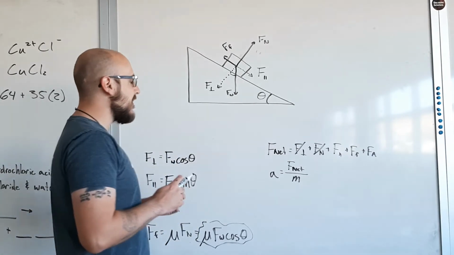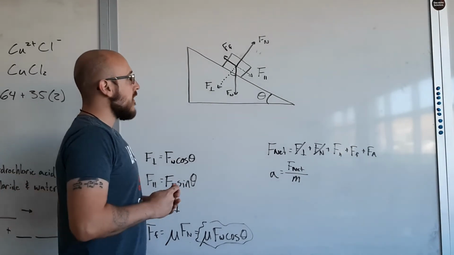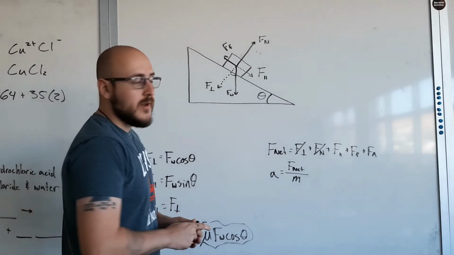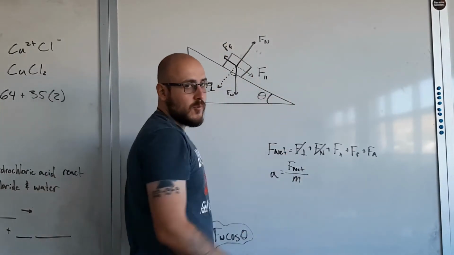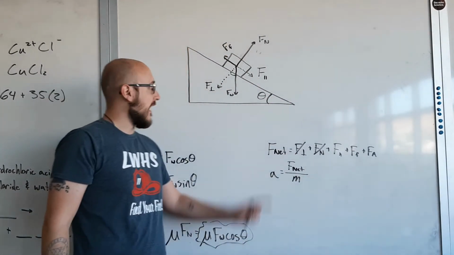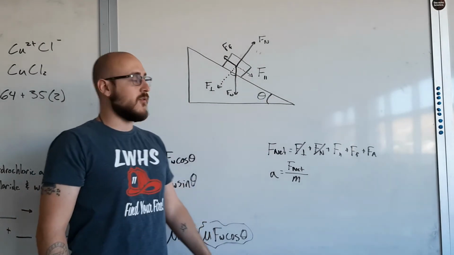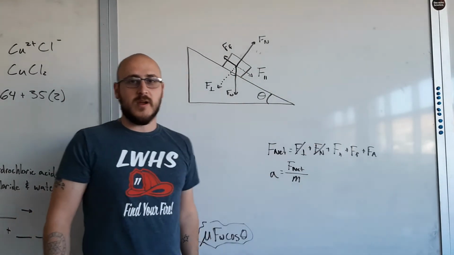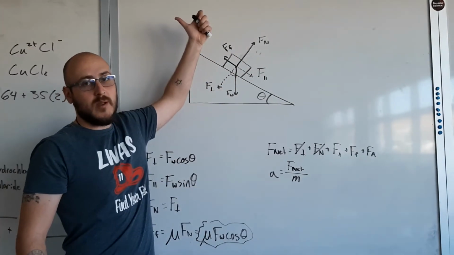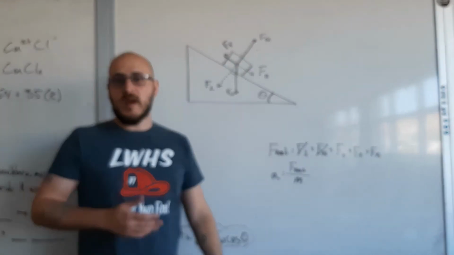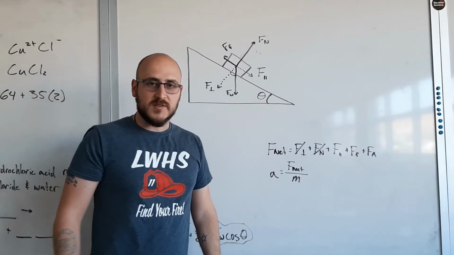The main thing for this one is drawing your diagrams. If it's being pulled down the ramp by some applied force, you'll have your parallel component down the ramp. You'll have your applied force down the ramp. Your friction force will be up the ramp. Your friction will always point the opposite direction of whatever direction something's moving.